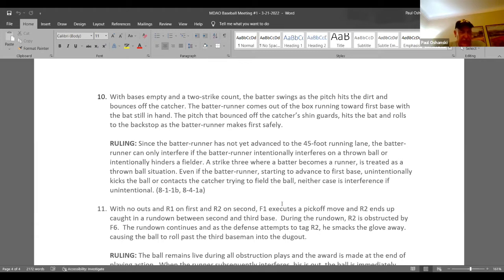Okay, so here's what the Federation says the ruling is. Since the batter runner has not advanced to the 45-foot running lane, the batter runner can only interfere if the batter runner intentionally interferes on a thrown ball or intentionally hinders the fielder. Strike 3, where the batter becomes a runner, is treated as a thrown ball situation. Even if the batter runner starting to advance to first base unintentionally kicks the ball or contacts the catcher trying to field the ball, either case is not interference if unintentional.